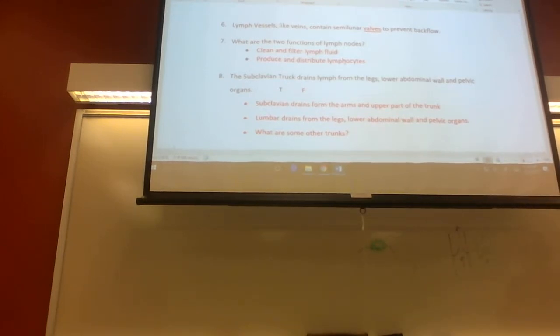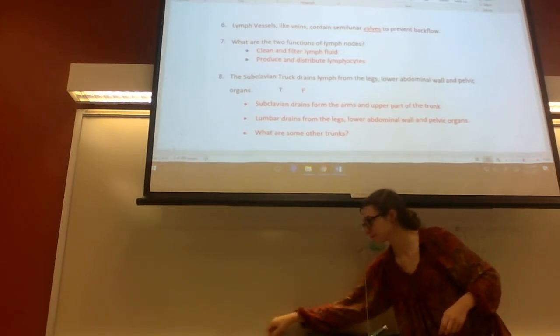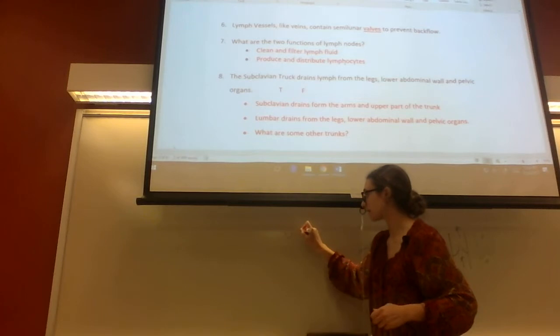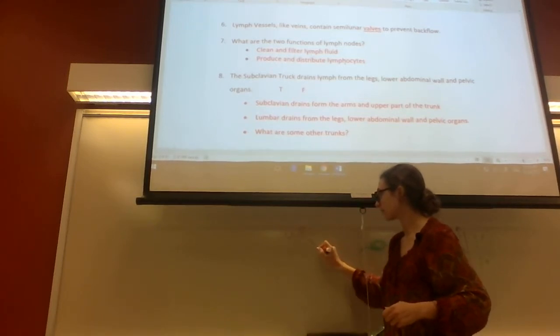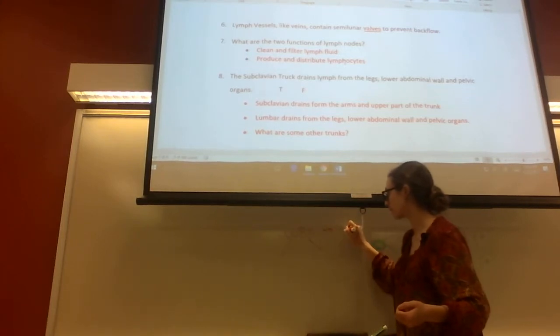Another thing that lymph nodes do is they produce and distribute lymphocytes. And what's a lymphocyte? It's a type of white blood cell. So you have your white blood cells, which are for immunity.